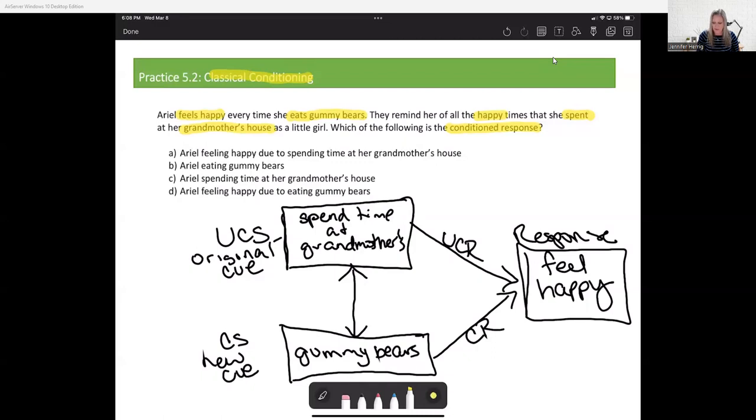So we can say, okay, the response due to this conditioned stimulus is going to be the conditioned response. All right, so we go back up here and we look for feeling happy due to the gummy bears. And we see that here in answer D. Feeling happy due to the gummy bears is going to be what we label as the conditioned response in this example. And there you have it. We've solved our problem.